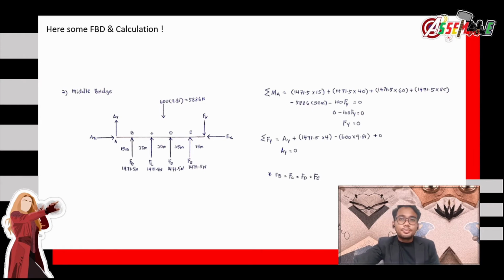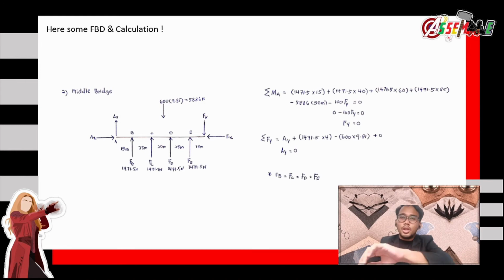Okay, so today I will explain about the middle bridge, which, as we can see, this is a FBD. So our load, which is 600, multiplied with gravity, we get 5,886 Newton. From point A to point E, there is 100 meter length. So at points B, C, D, E, there is equal distance.